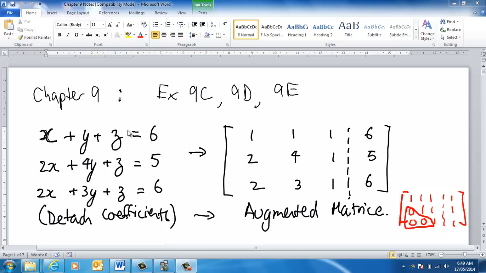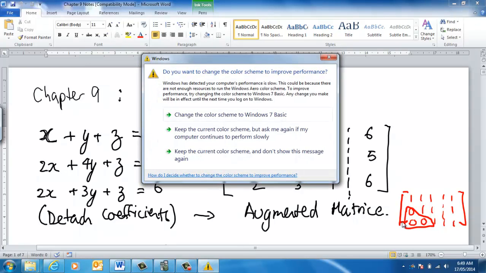Alright, so the first thing we have to do is detach the coefficients, which we're talking about here, and we need to produce an augmented matrix. So this matrix over here is an augmented matrix, having a dashed line going down here, and all the numbers basically get put in over here. Now the idea of doing row operations is that we want to get 3 zeros down the bottom here.